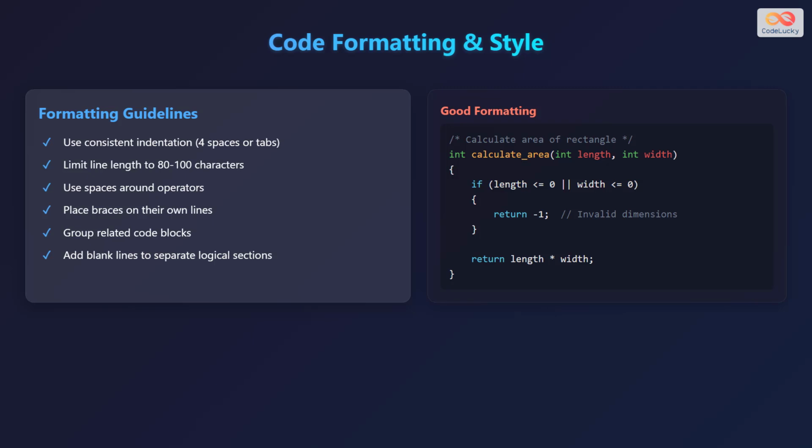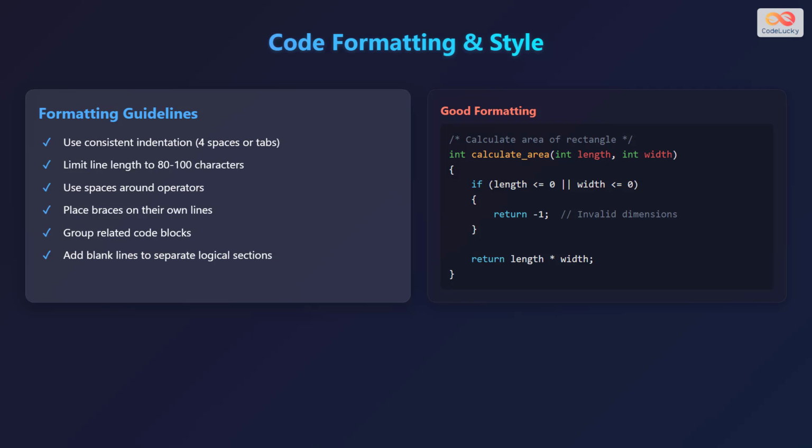Put spaces around operators such as plus, minus, equals to make expressions more readable. Place braces on their own lines to clearly delineate code blocks. Group related code blocks together with blank lines to separate logical sections, enhancing code organization.